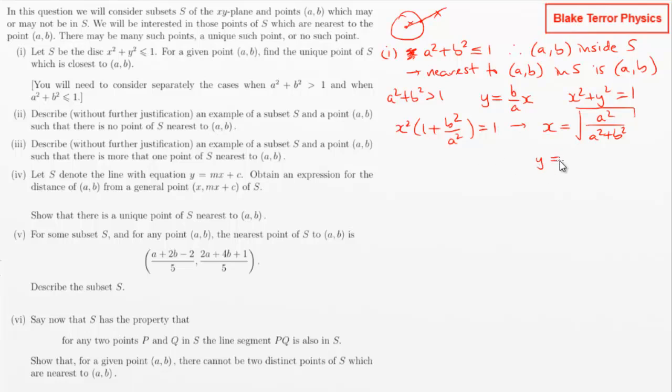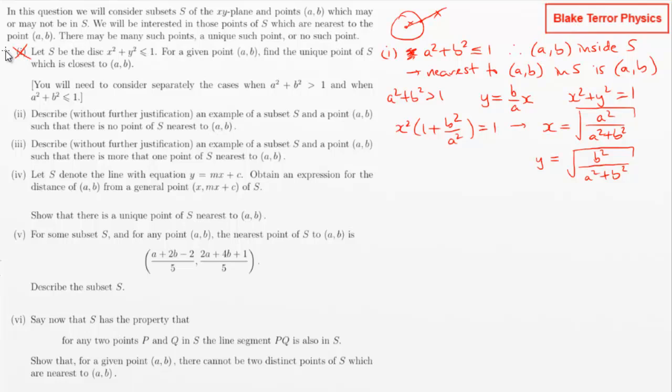And then for y, what are we getting for y? We're multiplying our x squared by b squared over a squared. So we're going to get the square root of b squared over a squared plus b squared at the bottom. Right. So that was okay.